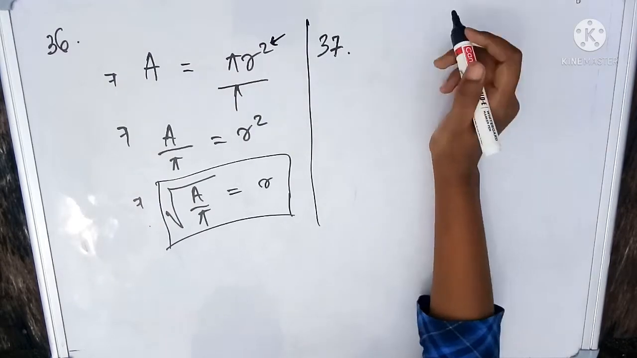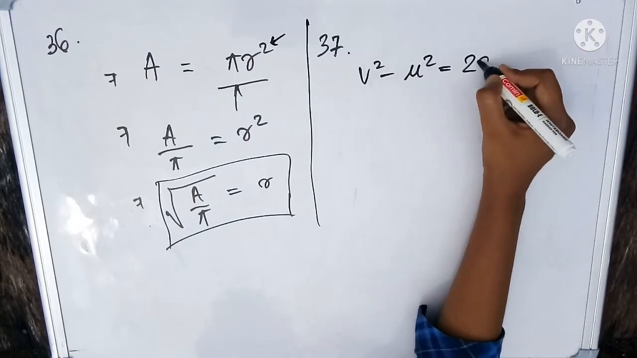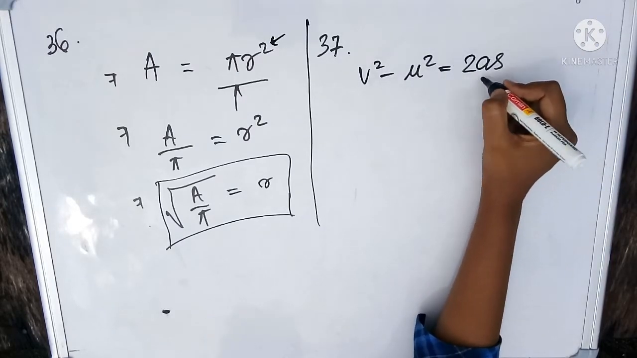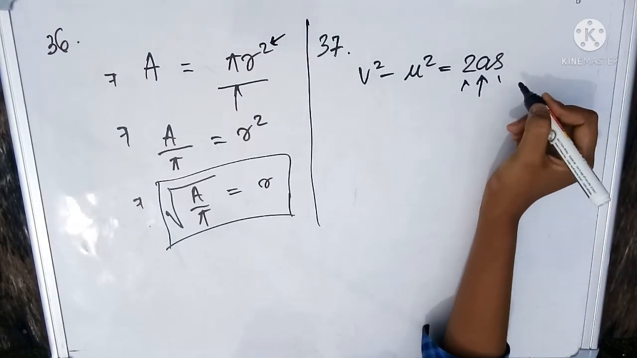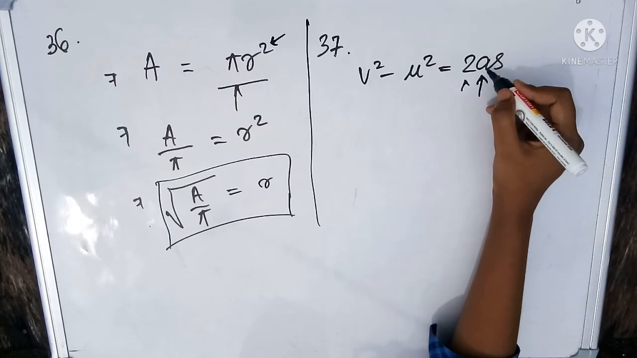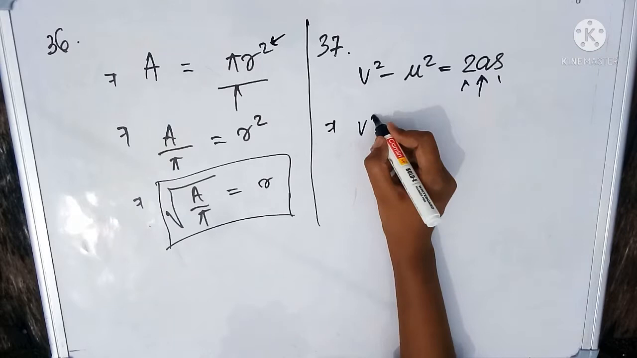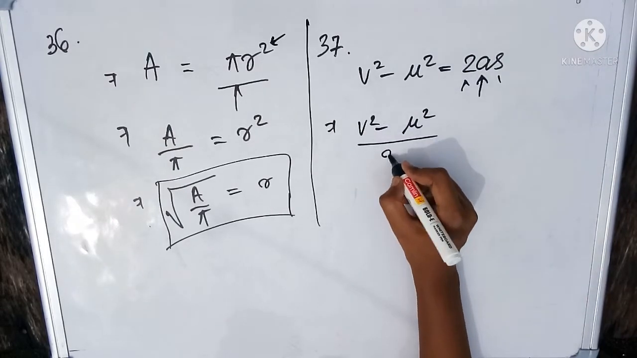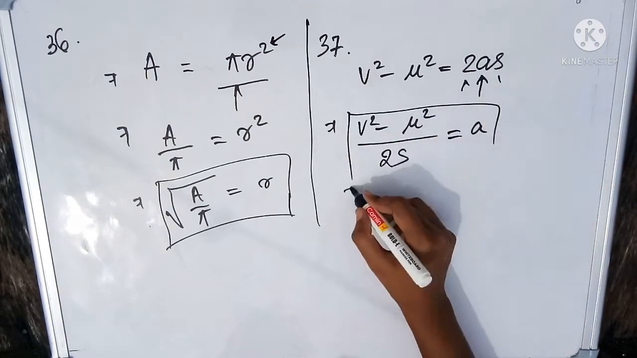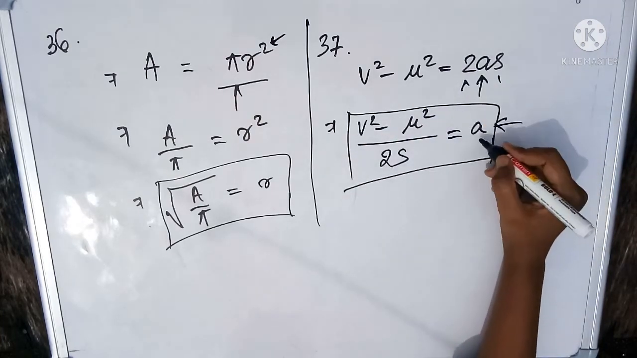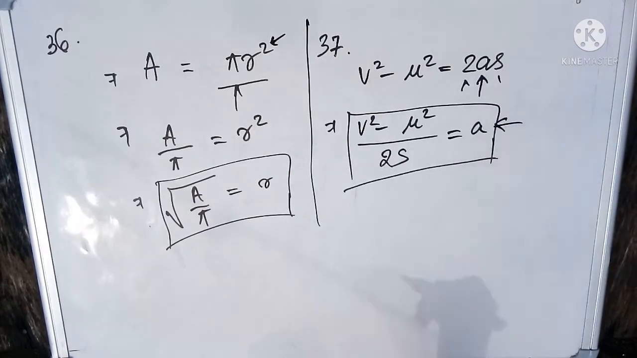It says that we have one formula which is v square minus u square is equal to 2as, and we have to make a the subject. For that, we have to remove this 2 and s. 2 and s are in multiplication, so we can make it division by transferring them. So in the next step, we can write v square minus u square divided by 2s is equal to a. Thus we have made a the subject. Moving on to the next question, question number 38.